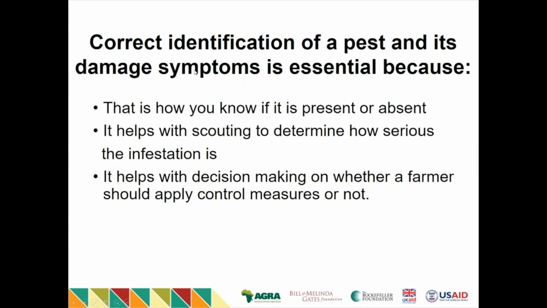So you as a trainer of farmers must be able to convey to farmers the importance of what I'm going to tell you. It is important that farmers are able to correctly identify pests and symptoms, because that is how they will know if the pest is present in the fields. It helps with scouting to determine how serious the infestation is, and then this information is used in decision making. Ultimately, the farmer must decide, does he or she want to apply a pesticide? And that's why today's lecture on biology and identification is important.